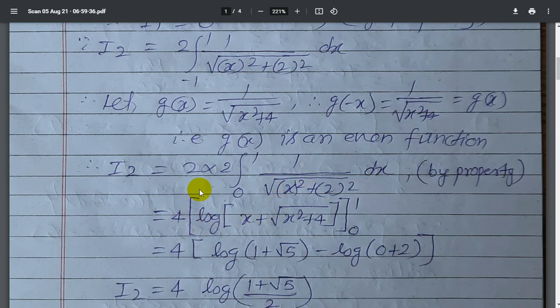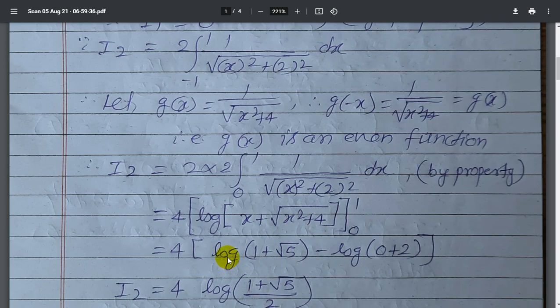Therefore, I2 equals 2 multiplied by 2, that is 4, times log of x plus under root x square plus 4, this is by formula, limit applied 0 to 1. Now, solving by using limits. Therefore, I2 equals 4 multiplied by log 1 plus root of 5. How? Here x equals 1, and it is square root of 1 square plus 4, that is 1 plus 4 becomes root of 5.